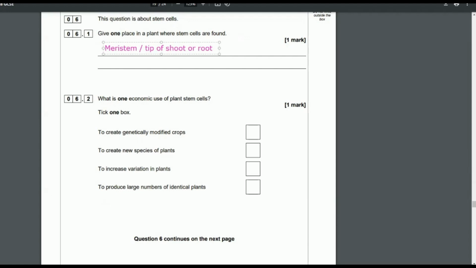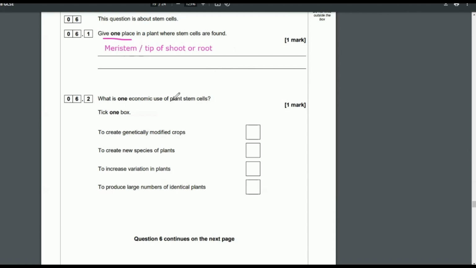So it does say give one place. What that means is the examiner will take your first answer. So if I got it wrong at the start and said tip of the leaf, tip of the shoot, tip of the root, they're going to mark you wrong because they'll take the first thing that you write. And so meristem or tip of shoot or root.